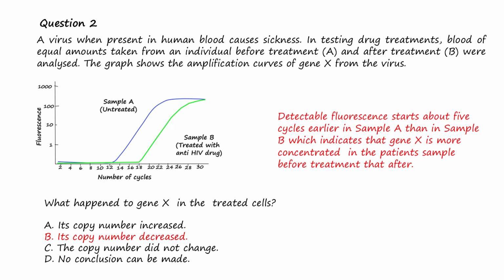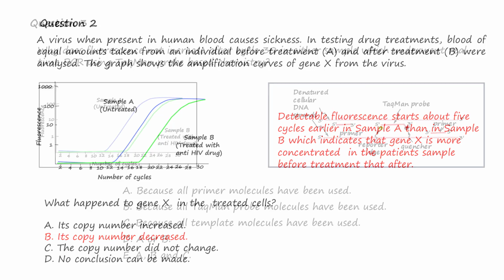The answer is B. Detectable fluorescence starts about 5 cycles earlier in sample A than in sample B, indicating that gene X is more concentrated in the patient's blood before treatment than after treatment.